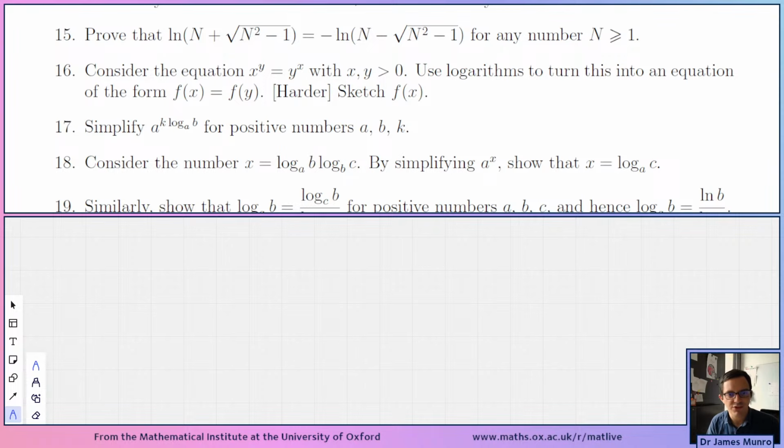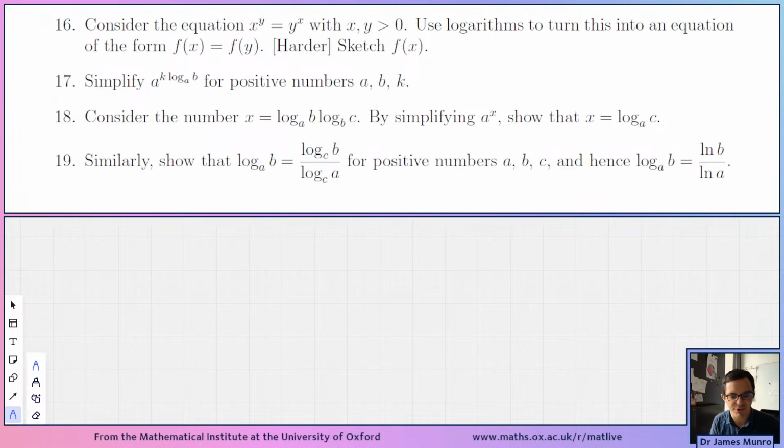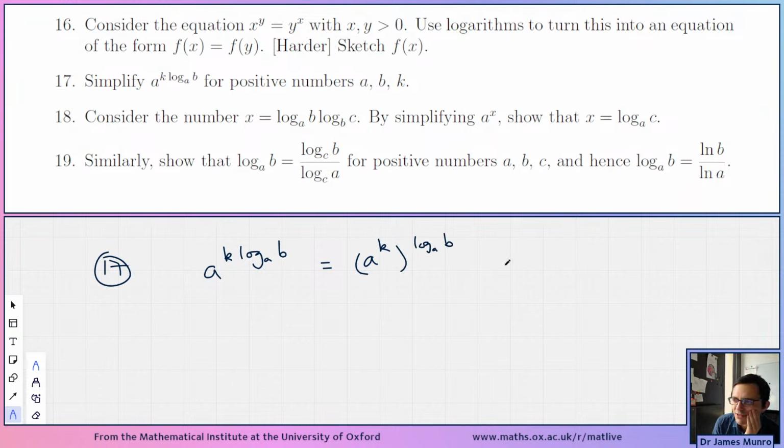Okay, right. So 17, 18, 19 is where we've got to. I think I've got some time for this kind of playing around. So 17 asks you to simplify this sort of thing. And it's written out like a power. So we could do a couple of things. One of them is that we could write this as a to the k to the log base a of b. But then I'm confused. I don't really know what to do next.